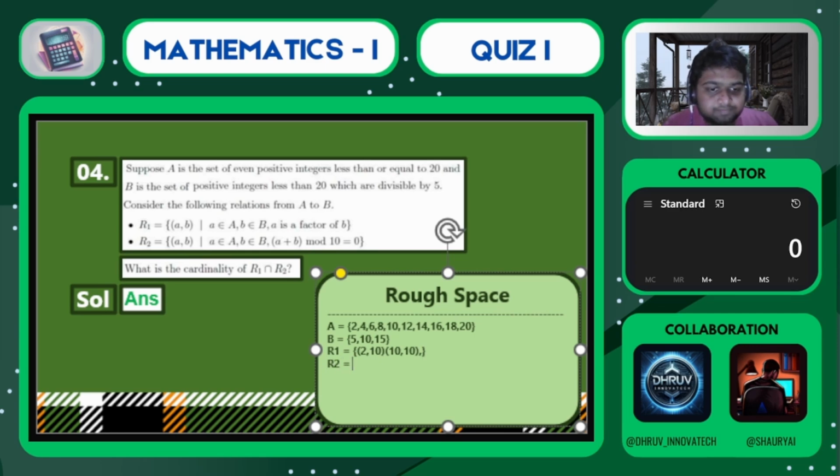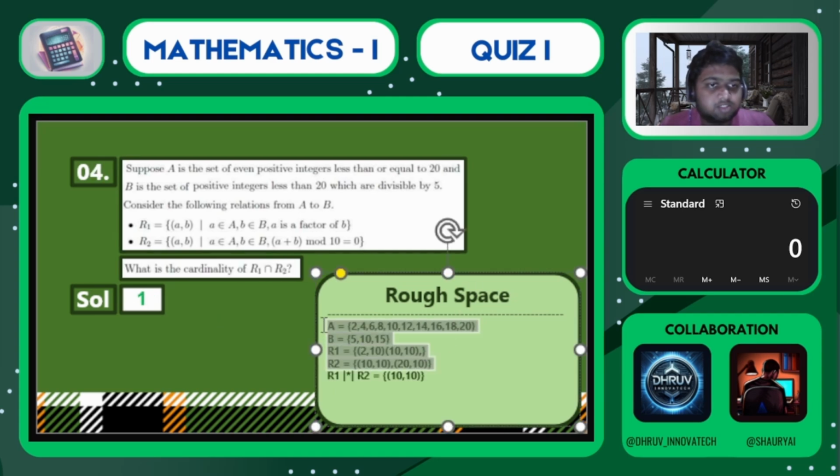Then R2. The first elements should be factors of multiples of 10. So it's 10 comma 10 and 20 comma 10. The intersection of R1 and R2 is our question in this sub question. As you can see, there is only one element common in both, that is 10 comma 10. So our answer is 1.